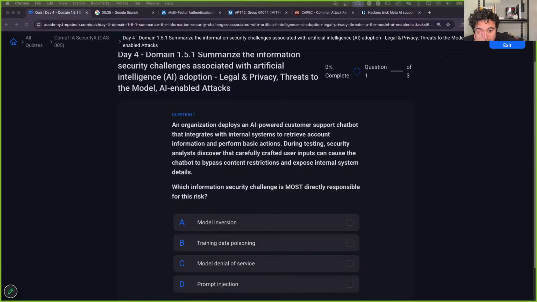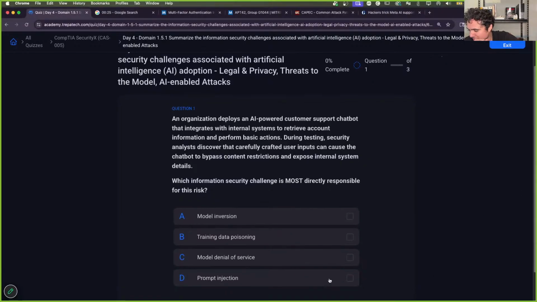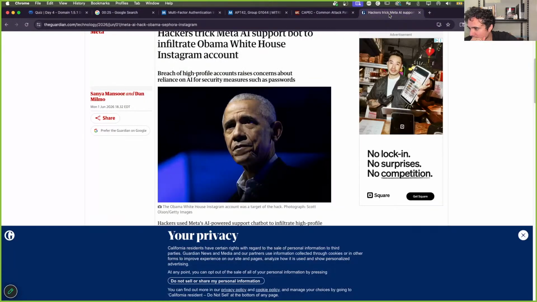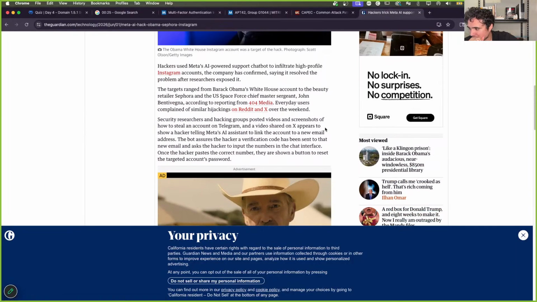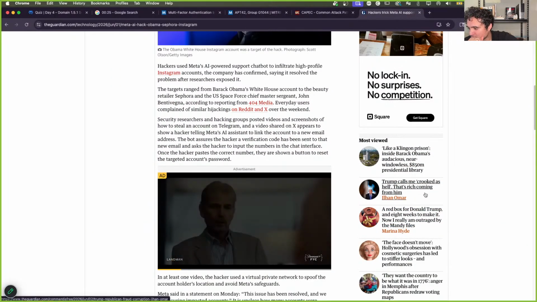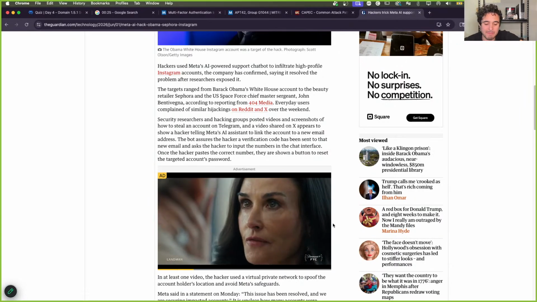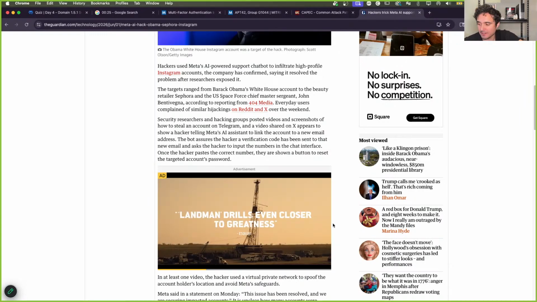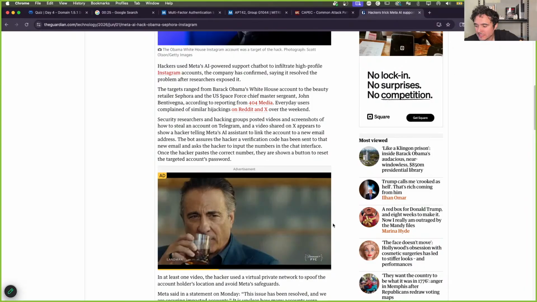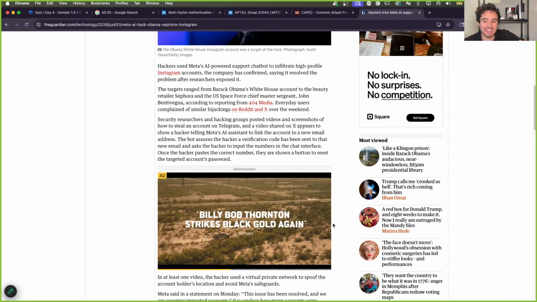So it integrates with our systems, and crafted user inputs can cause the chatbot to bypass its guardrails, its content restrictions. That's prompt injection. Literally what we just saw with this one right here, which is just so crazy, right? That someone just took the time to chat with Meta's AI, just type back and forth, to eventually get it to release passwords and give you access to your Instagram account.